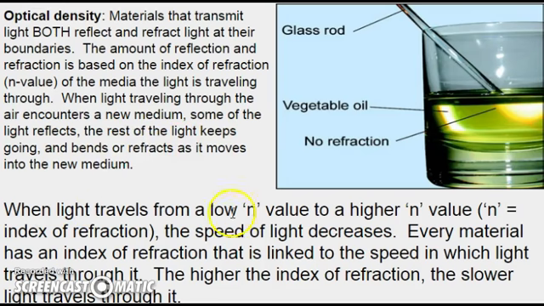However, when light travels from a low n value to a high n value, right, the index of refraction, the speed of light decreases. Every material has an index of refraction that is linked to the speed at which the light travels through it. The higher the refractive index, the slower that the light travels through it.